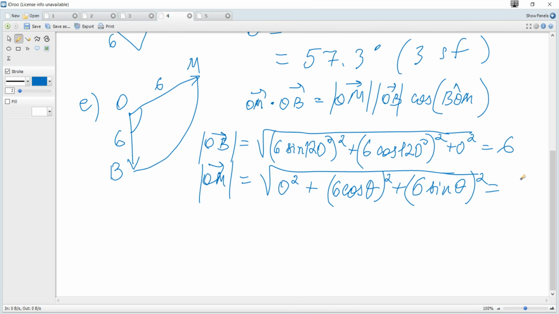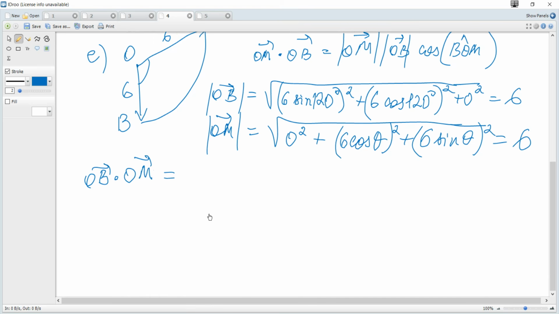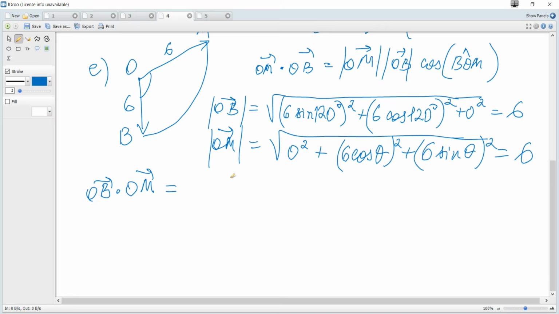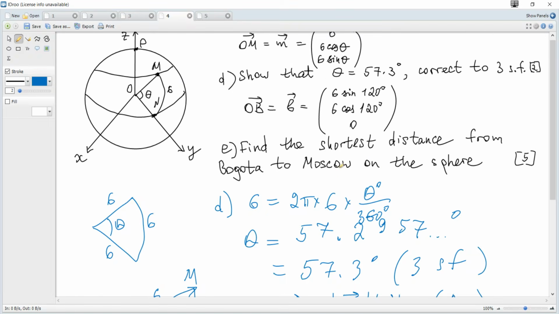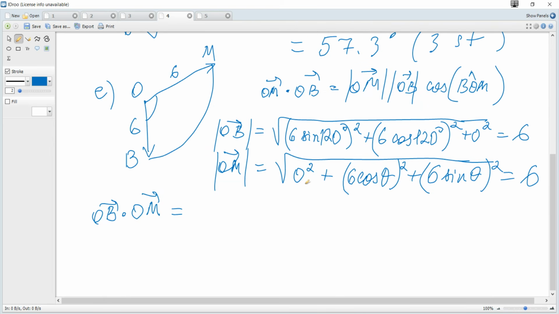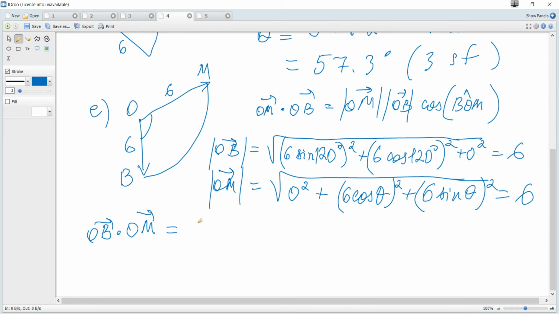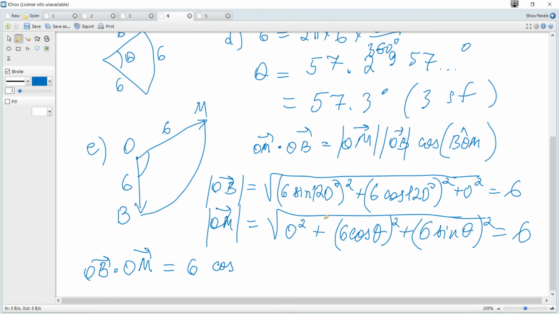It's also 6. And the dot product OB·OM is x by x plus y by y plus z by z, and it becomes, looking at OM and OB, you can see 0 for x and 0 for z, so it becomes 6 times cosine of theta.